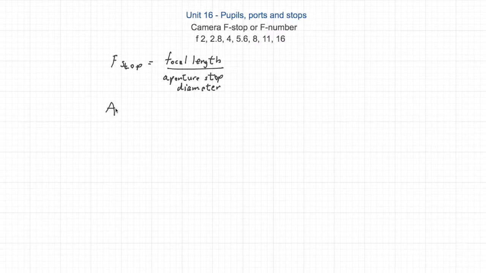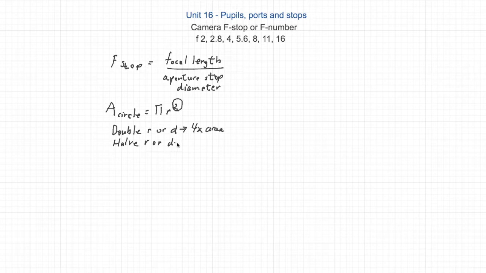Now recall from basic geometry that the area of a circle equals pi r squared. So that means if you double the radius or double the diameter, you're going to get 4 times the area of the circle. And if you halve the radius, or halve the diameter, you're going to produce a circle with 1/4 the area. The area of the aperture obviously influences the amount of light that enters the camera. The bigger the aperture, the more light that gets in.